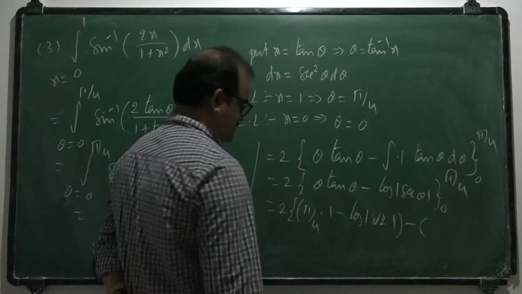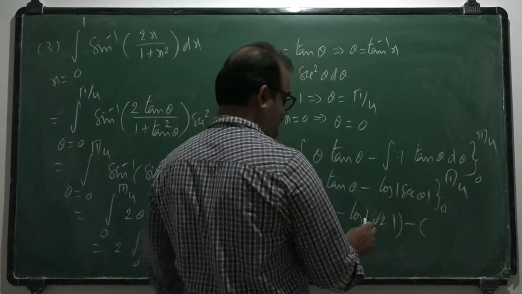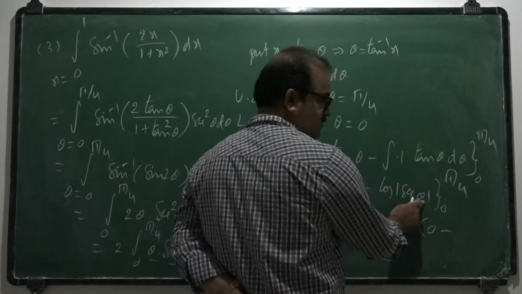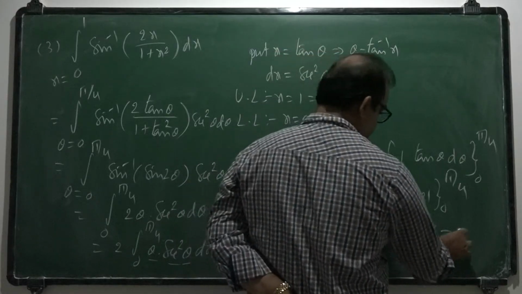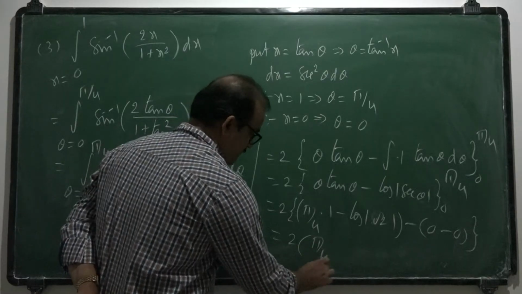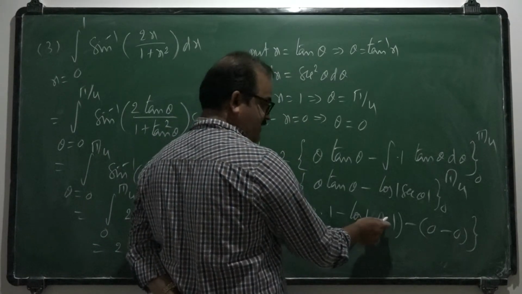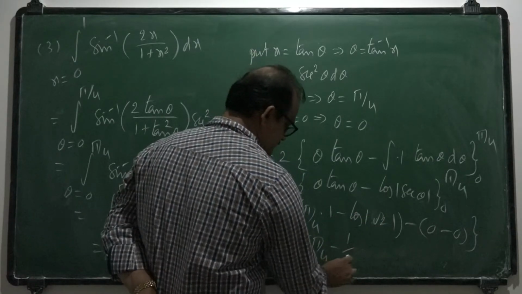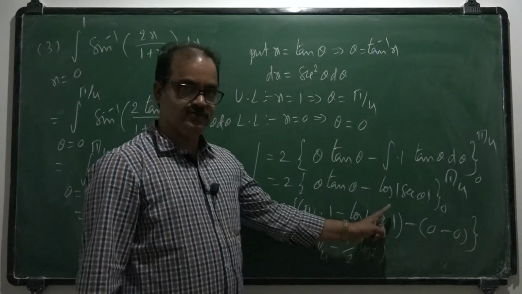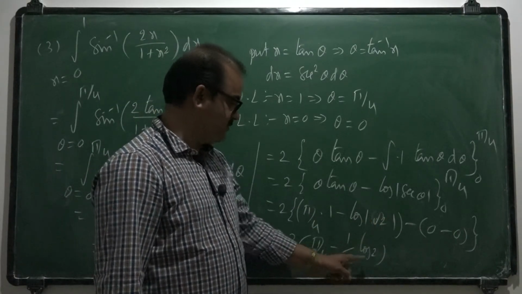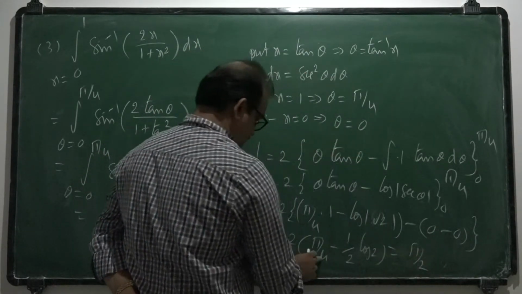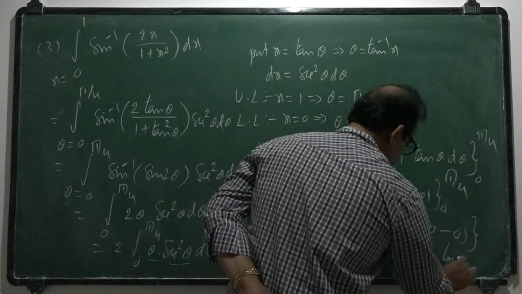minus substitute the lower limit 0 in place of theta, 0 into anything 0, secant 0, 1, log 1, 0, 2 into pi by 4 minus root 2 is taken as 2 power 1 by 2, then it becomes 1 by 2 into log 2. Root 2 is taken as 2 power 1 by 2, that becomes 1 by 2 log 2. Take this 2 into bracket, pi by 2 minus log 2.